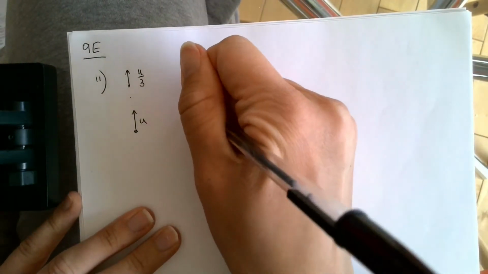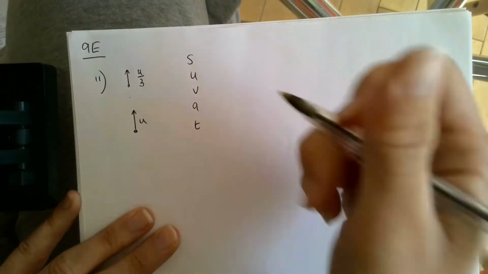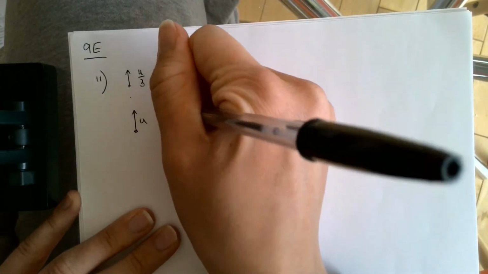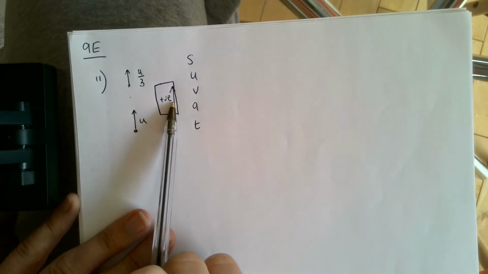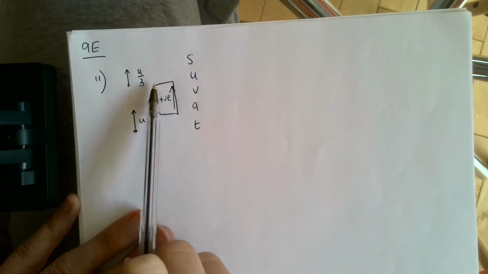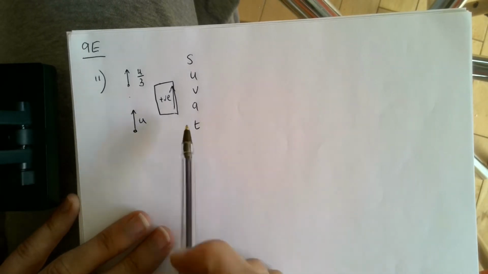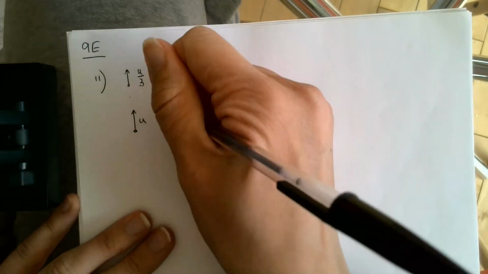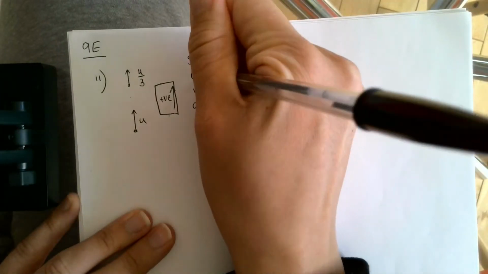So we've got our normal SUVAT letters out, and because both these speeds are upwards, I'm going to take upwards as the positive direction. It's really important that you state which direction you are taking as the positive direction, like I've done here. On lots of people's homeworks, they hadn't stated the direction, and that leads to quite a lot of confusion about which signs you need to use. If you state really clearly which one is your positive direction, it leads to less confusion and it's clearer what you need to do.